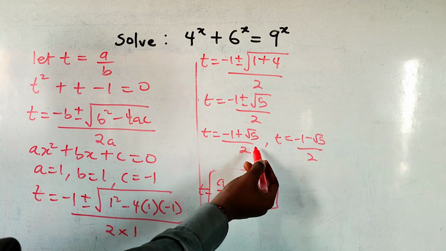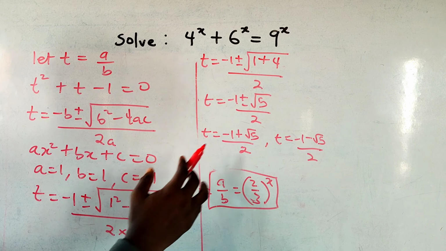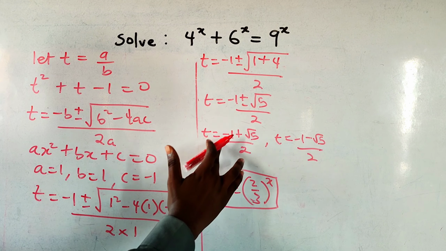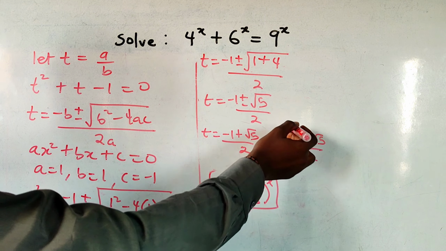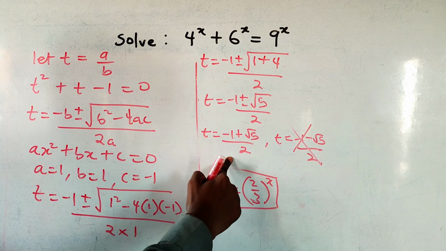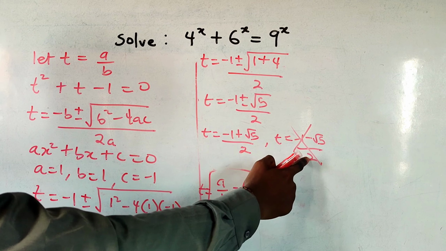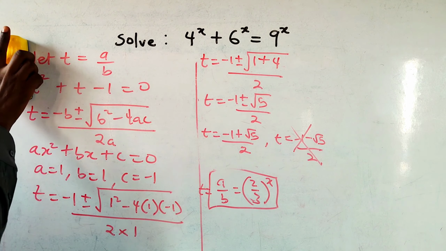If we were to do this, you would see that root 5 is actually 2 point something. If you solve this, it will give you a positive value. If you solve this, it will give you a negative value. So we cannot use this. Since the base is positive, the number we're going to use has to be positive. So we're not going to use this. We're going to use this for our t. All right, so let's continue from there.